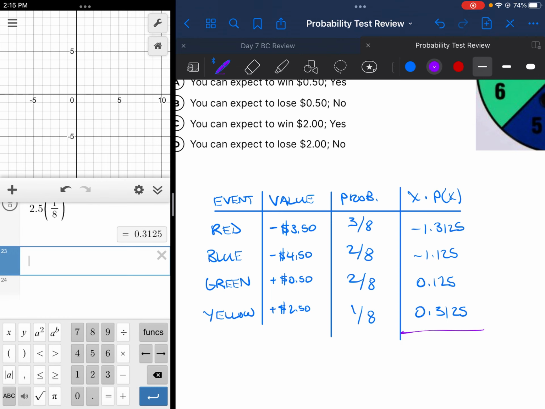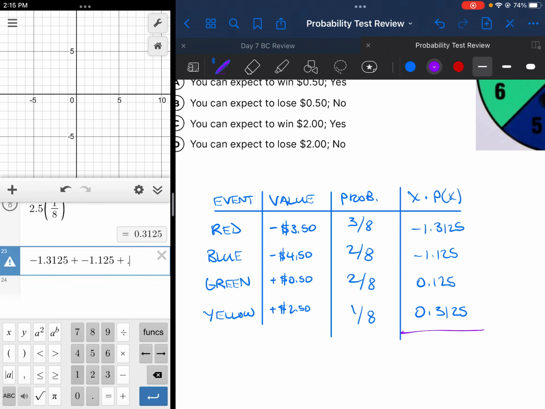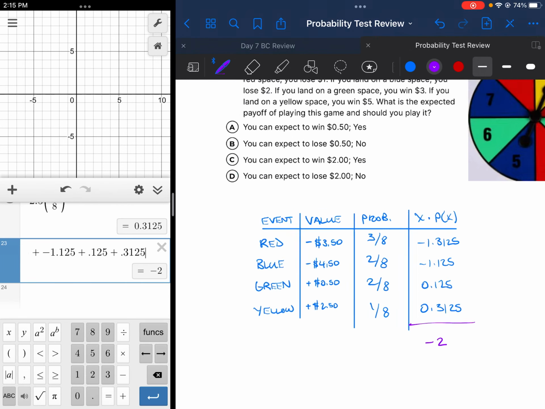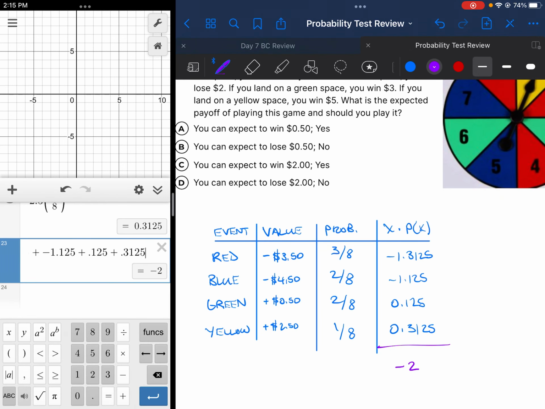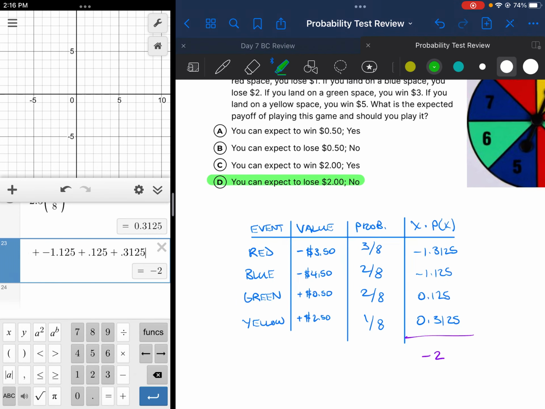Let's add them all up and be done. Negative 1.3125 plus negative 1.125 plus 0.125 plus 0.3125. You get negative 2. Negative $2. Every time you play this game, you're expected to lose $2. So should you play the game? No, because you're expected to lose money, and specifically, you are losing $2. Answer choice D.